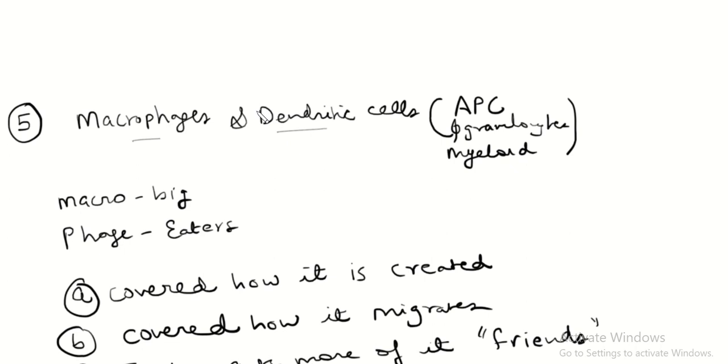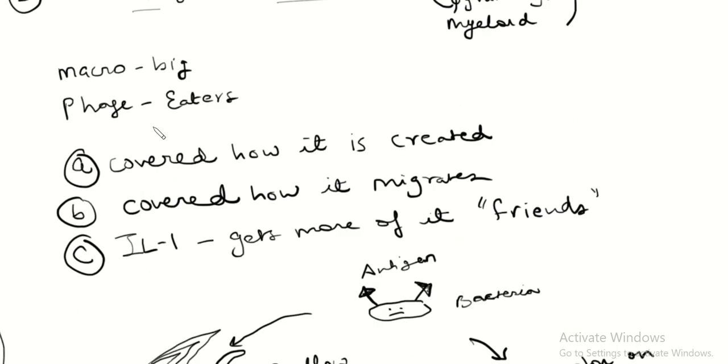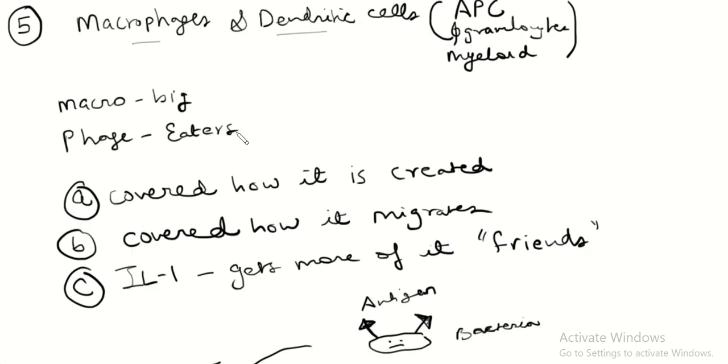They have that MHC2 molecule on their surface, which they use to present the antigen to another part of our immune system. Okay. So now that we have recollected some information, let's just focus on macrophages and dendritic cells. So macro means big, phage means eater, big eaters. So it tells you what it does.